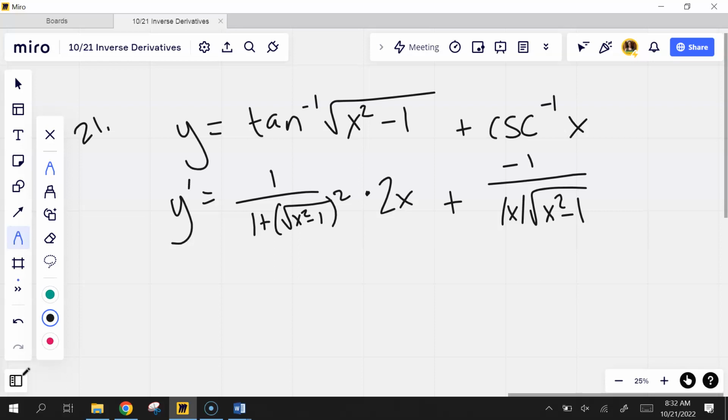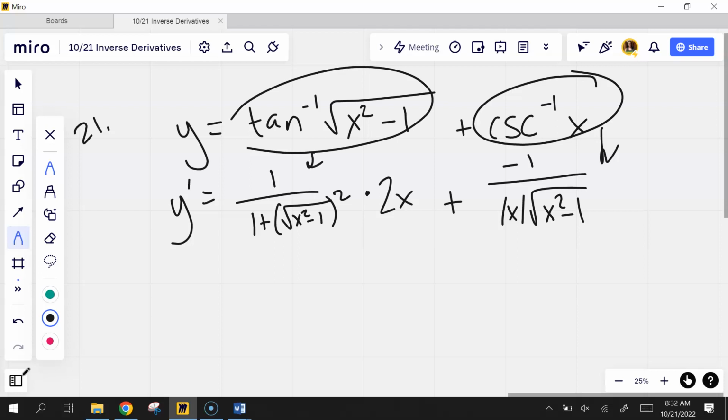No, because this is addition. I did them completely separate. Like if I just found the derivative of that, that's what I have here, and then just find the derivative of that. They don't impact each other since you're adding. Okay, so I have 2x over 1 plus x squared minus 1. Minus 1 over the absolute value of x times the square root of x squared minus 1.